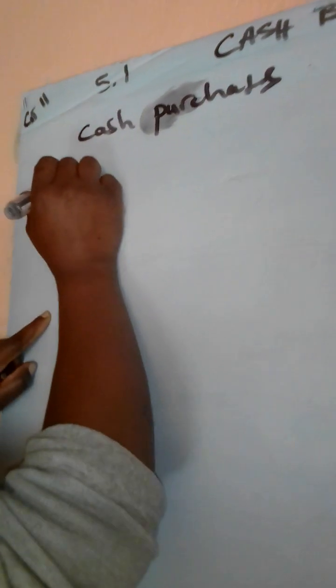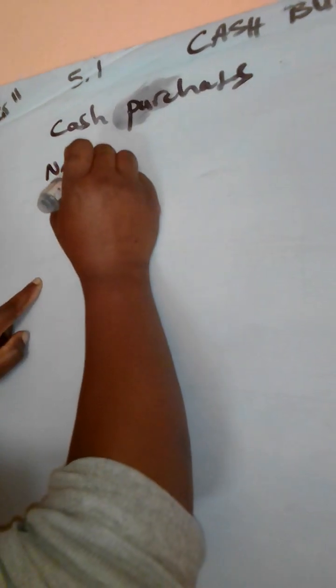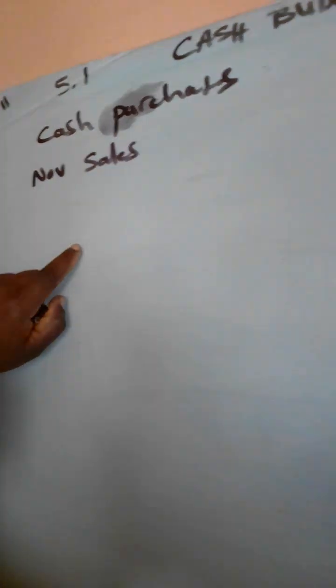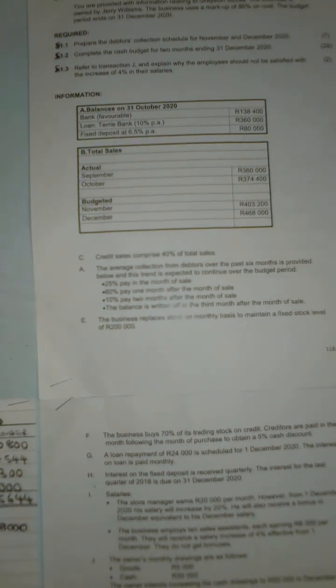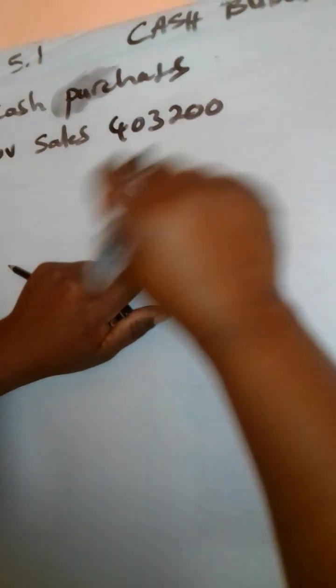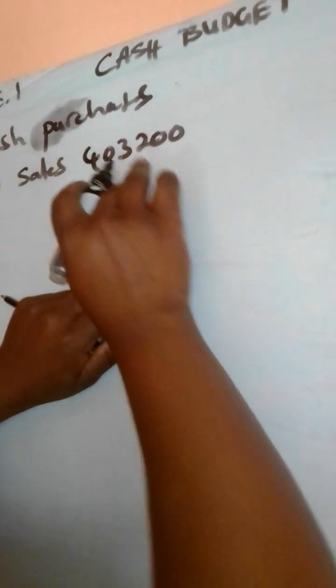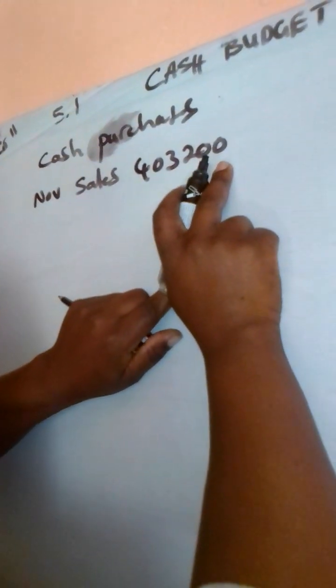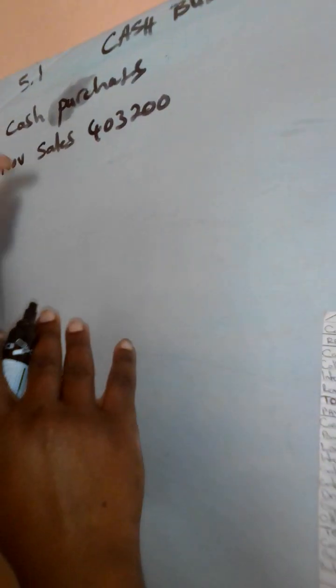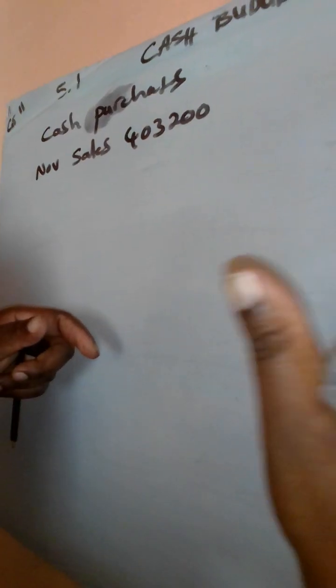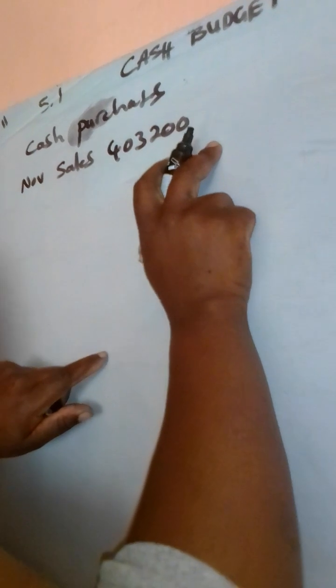For the cash purchases, we have the November sales. The sales are 403,200, and we need the cost of sales. In order for us to get the cost price, the value of the trading stock, we are going to use the markup that is given. The selling price is comprised of the cost price plus the markup of 80%, which means the selling price is 180%.